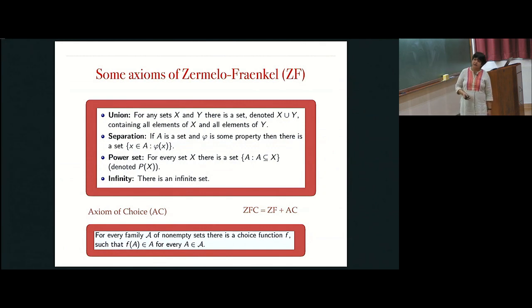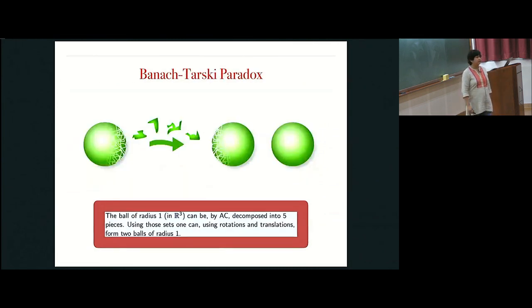But assuming the axiom of choice can also lead to some very unintuitive phenomena. An example of that is the Banach-Tarski Paradox. What is that? It says that a ball of radius 1 can be, by the axiom of choice, decomposed into 5 pieces. Using those sets, one can, using rotations and translations, form 2 balls of radius 1. So you break up one ball and you actually can make 2 balls of the same volume. So you can also prove such results using the axiom of choice.